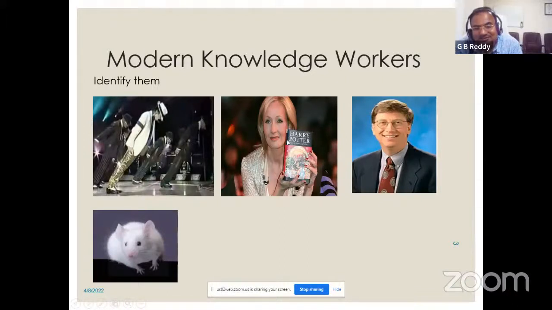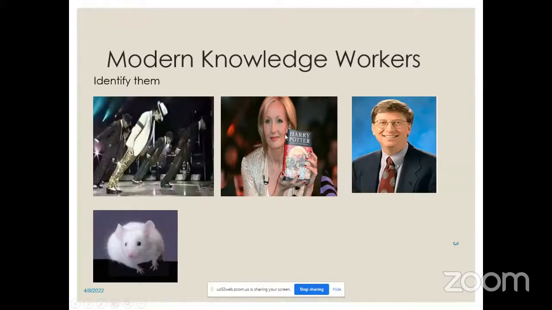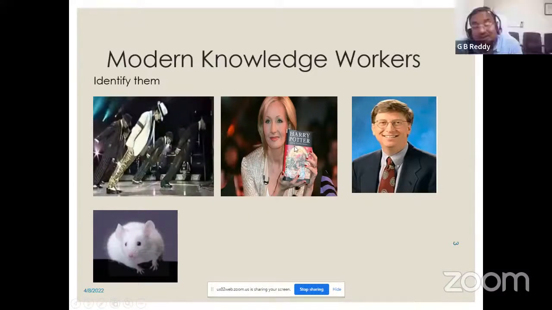The Harry Potter series, very well known, J.K. Rowling is the richest author today. And at one point of time, her income was more than that of Queen Elizabeth II. As an author, she could get so much income every year. Then there is Bill Gates, very well known, for what kind of revolution he has brought in the field of information technology.